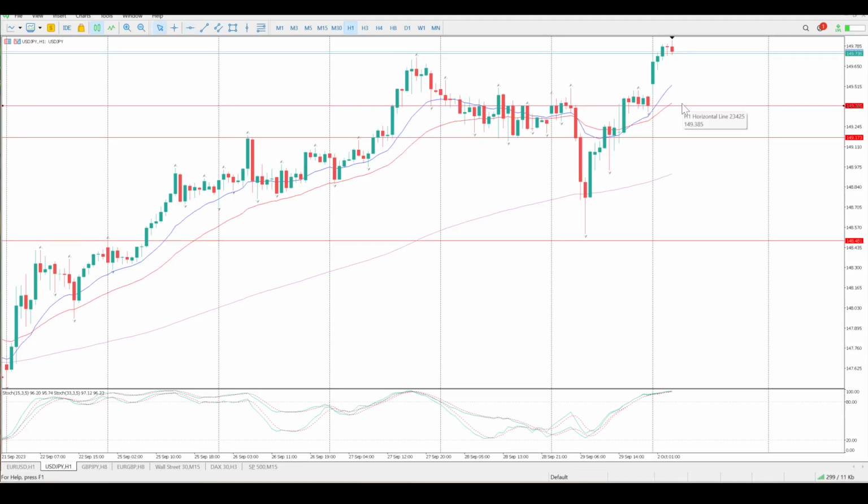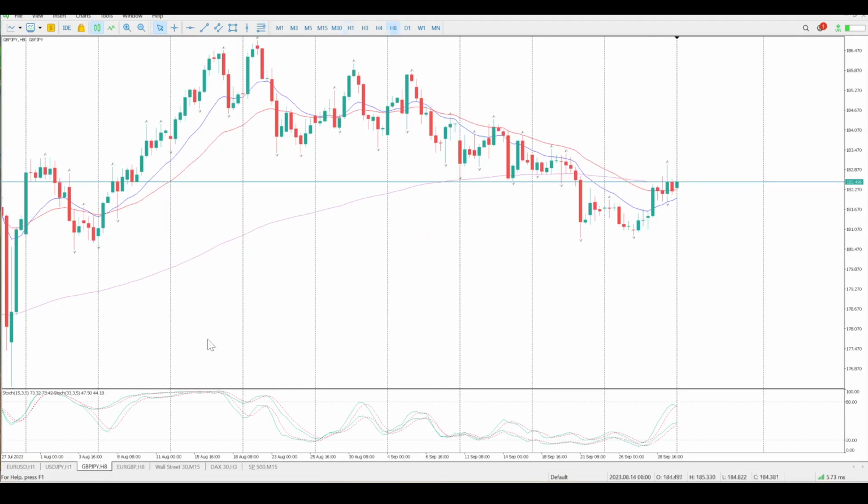So it could bounce down here at 149.385 for another leg up, but I don't have many targets to the upside, should I say. So this one, to me, I'd rather leave alone and rather trade Euro USD. Much better opportunities there.